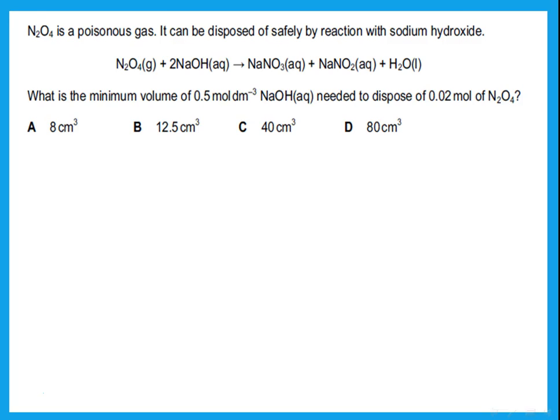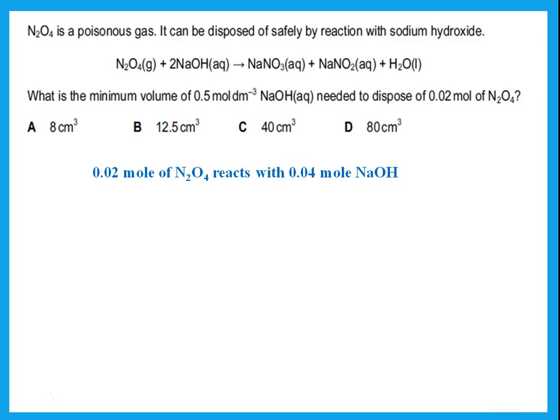Now, what is the minimum volume of 0.5 mole per decimeter cubed sodium hydroxide needed to dispose of, or needed to react with, 0.02 mole of N2O4? So he says the number of moles of N2O4 is 0.02. And he's asking me about sodium hydroxide, so the first thing I should do is relate the number of moles, and then I can get the volume.